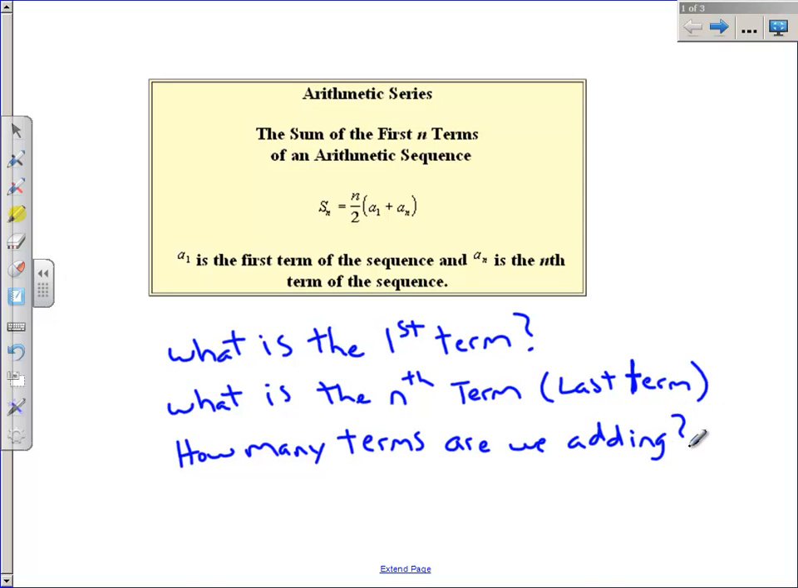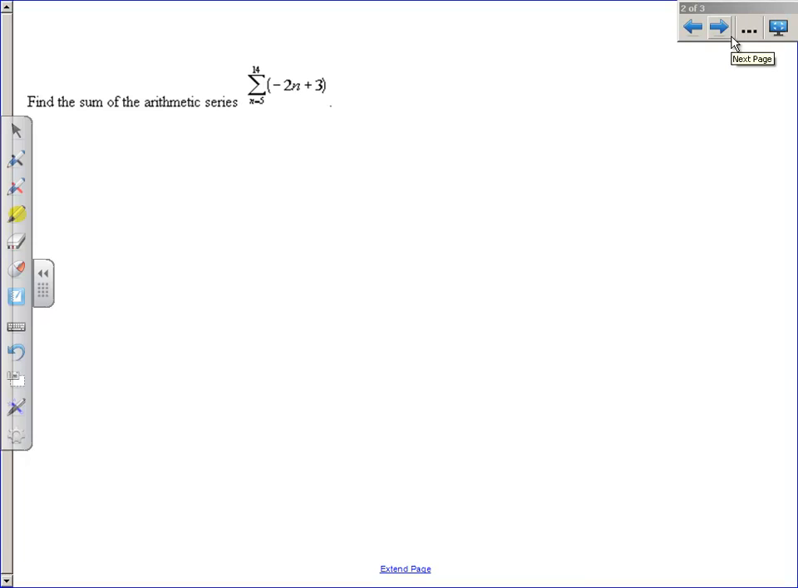Okay, so those are the 3 things you need to know if you want to add up a certain number of terms in an arithmetic sequence. What's the first one, what's the last one, and how many terms are we adding? So let's take a look at an example. Let's find the sum of the arithmetic series, from n equals 5 to 14 of negative 2n plus 3.